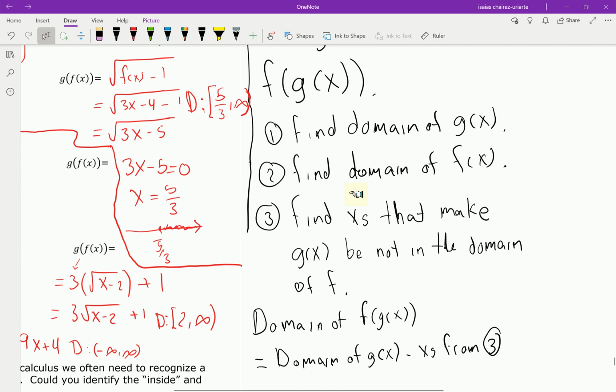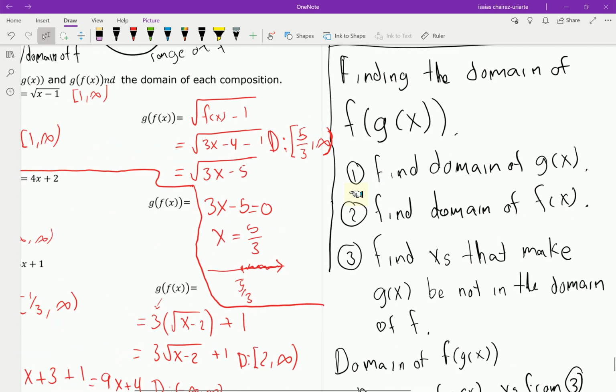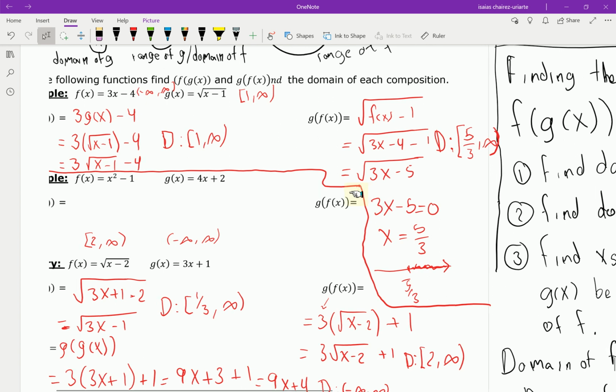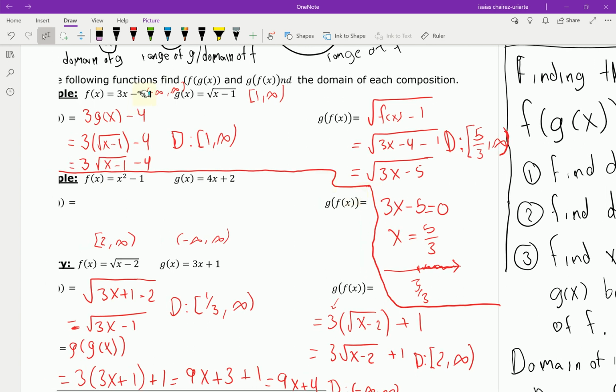All right, let's see if we can make this work. So let's think about an example here. I have two functions. I have the function 3x minus 4, that's f of x. Its domain is from negative infinity to positive infinity, because that's just a line. And then I have another function g of x, which is the square root of x minus 1. Its domain is from 1 to positive infinity. I hope that you agree on these domains of my original functions.